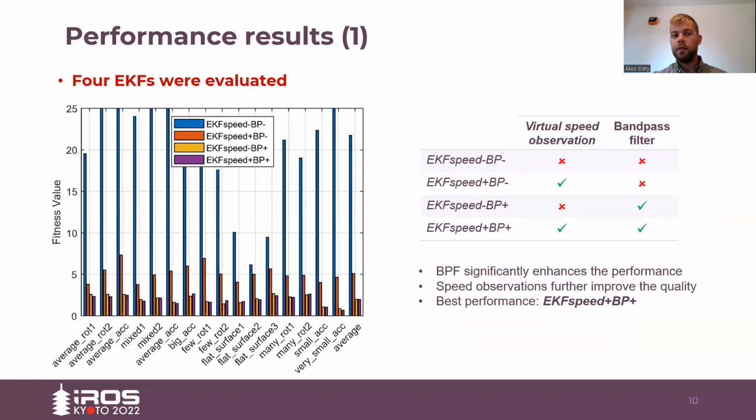This figure highlights the performance results of 4 EKF variants. Basically, these EKFs can be distinguished by whether they contain virtual observations and/or a bandpass filter. Based on our analysis, the best performance was achieved by the EKF which incorporates both virtual observations and the bandpass filter. Thereby, we concluded that this bandpass filter indeed significantly enhances the performance. This performance can further be improved with virtual measurements.